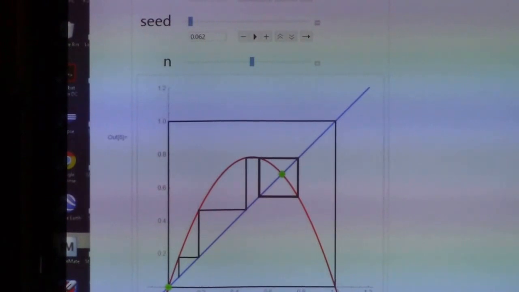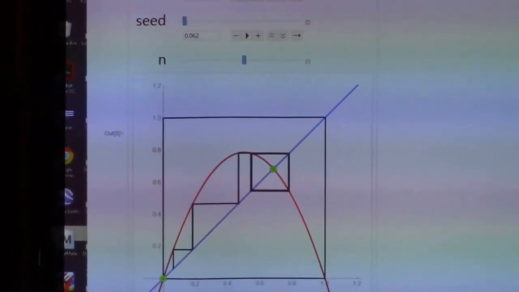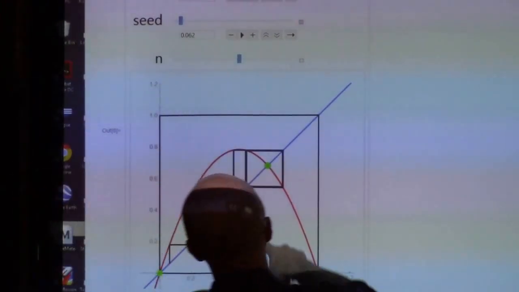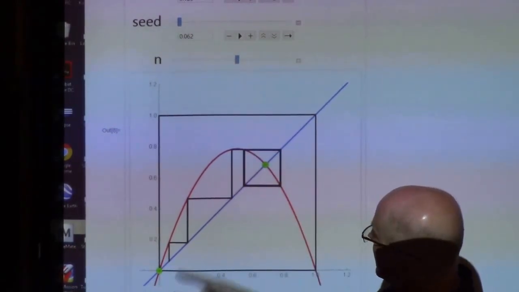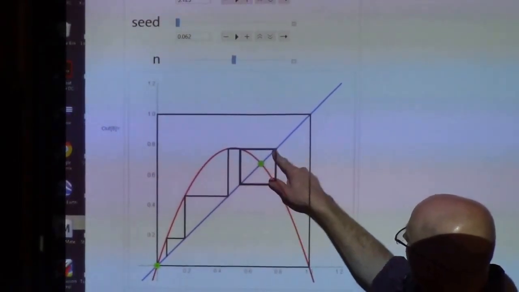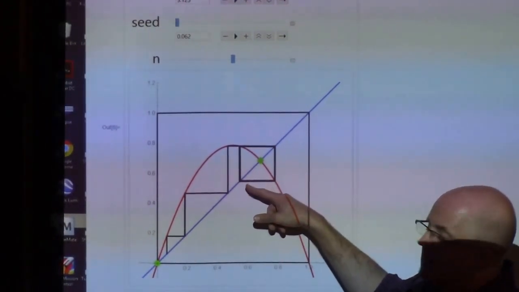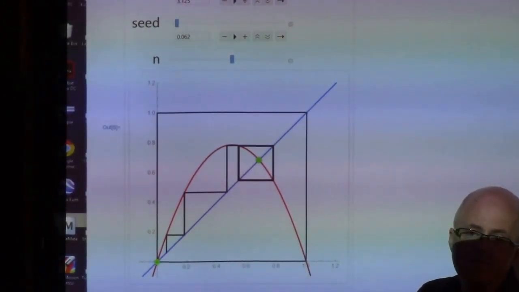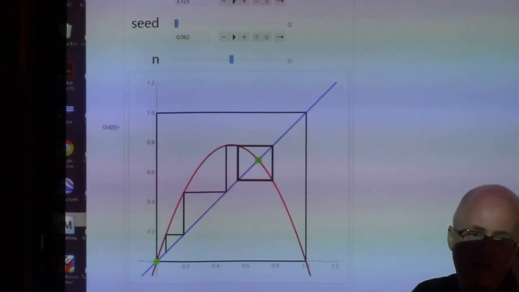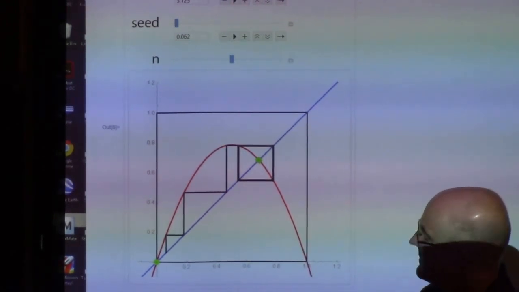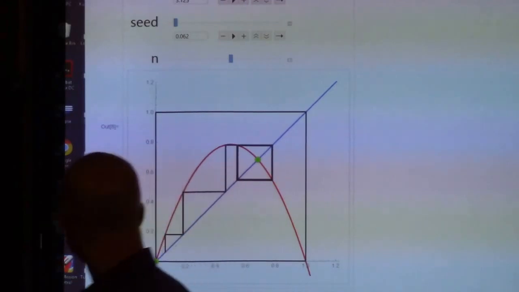That point is no longer attracting, but we do see an attracting two cycle. This box is essentially the attracting two cycle. The coordinate of that point and the coordinate of that point, and they're the same since it's y equals x, are the two points that form an attracting two cycle, essentially. It's a very close approximation.